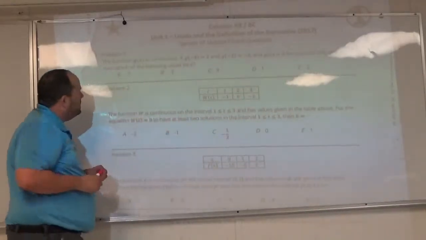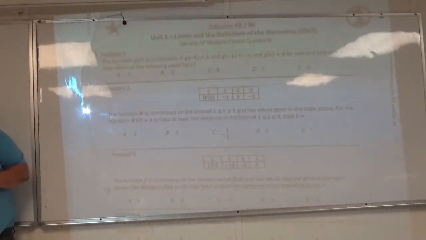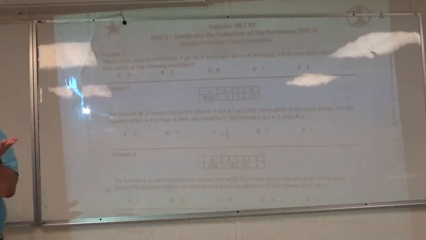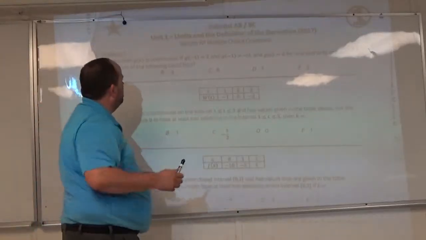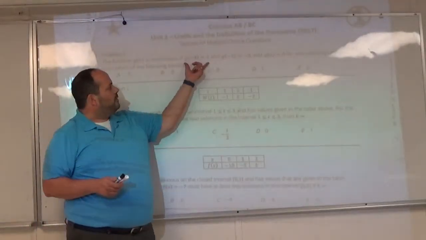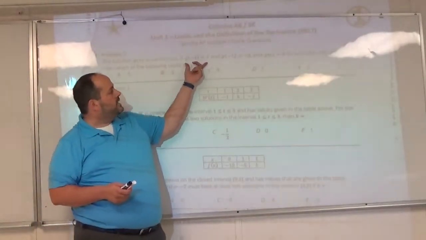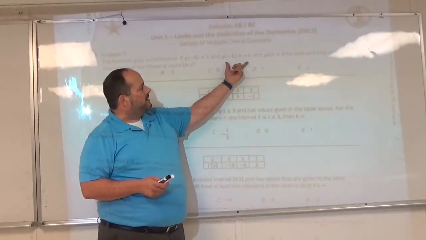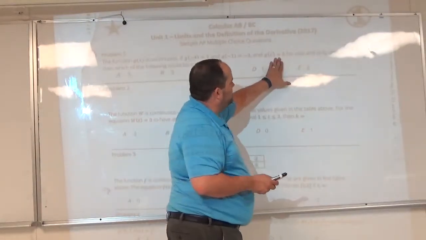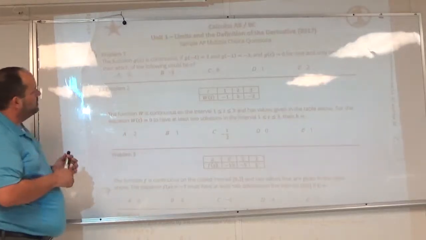All right, first one. We've got a function g, it's continuous. Okay, no holes, no jumps, no breaks, no vertical asymptotes. G of -4 is equal to 2. G of -1 is equal to -3. And g of c equals 0 once and only once.